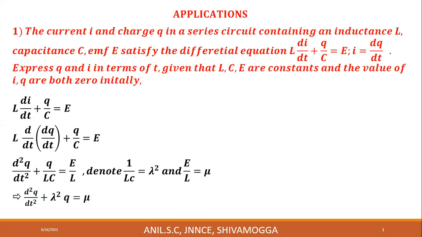I is flow of charges, therefore it can be regarded as dq by dt with respect to time. Express Q and I, Q means charge and I is current, flow of charge, in terms of t, given that L, C, E are constants and the values of I and Q are both zero initially.